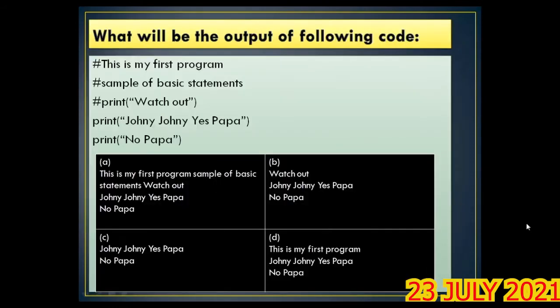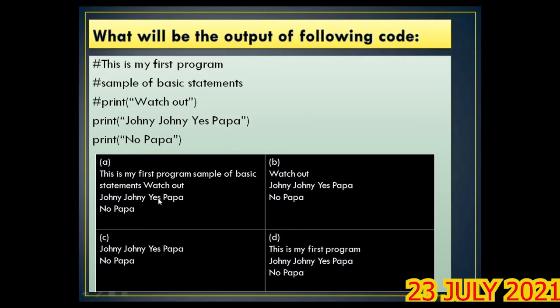Now just see here, just analyze this. What is the output here? Can you guess? This is my first program, sample of basic statements. Print watch out, Johnny Johnny yes papa, no papa. What does option A say here? This is my first program, sample of basic statements, watch out, Johnny Johnny yes papa and no papa. Is A the possible option?